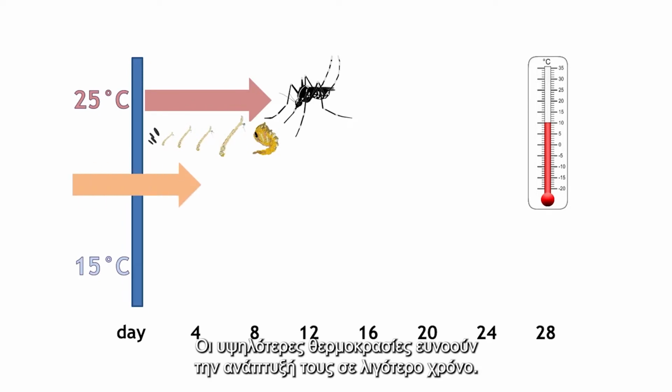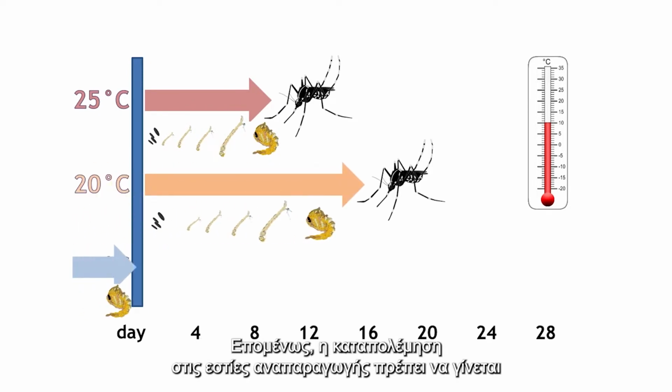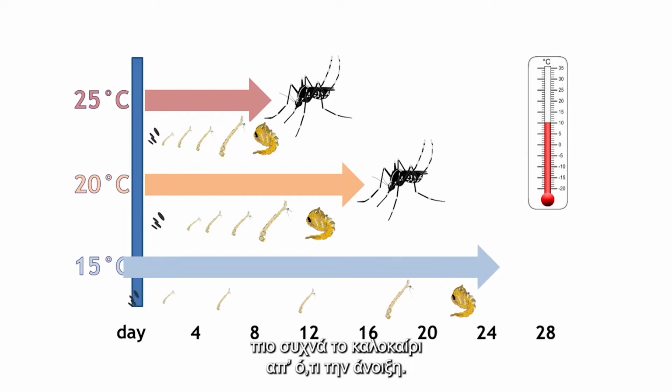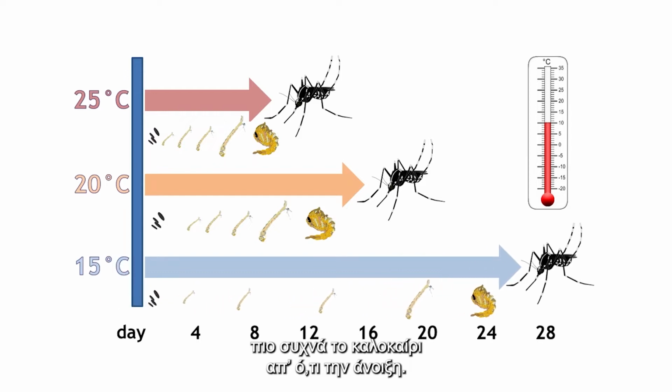Larvae and pupae develop in 1 to 2 weeks depending mostly on temperature. Higher temperatures favor a shorter development time. Therefore, interventions on breeding sites must be more frequent during summer than during spring.